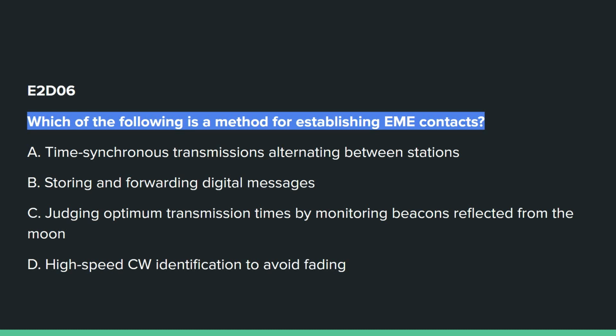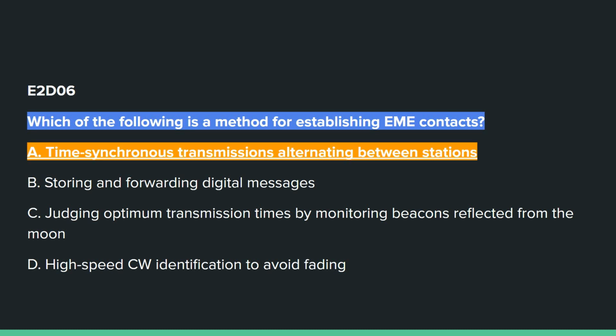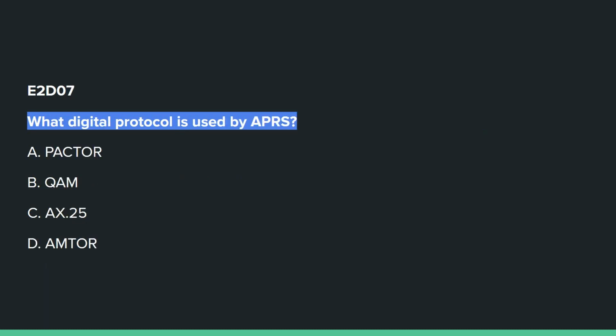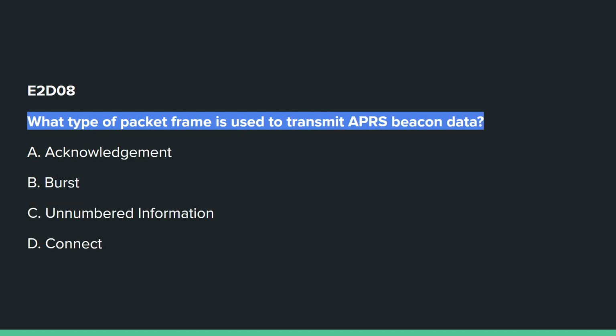E2D06, which of the following is a method for establishing EME contacts? That's A, time-synchronous transmissions alternating between stations. E2D07, what digital protocol is used by APRS? And that is C, AX.25. E2D08, what type of packet frame is used to transmit APRS beacon data? That's C, unnumbered information.